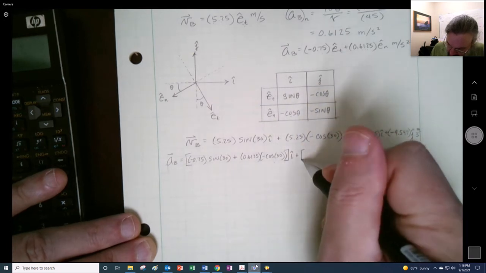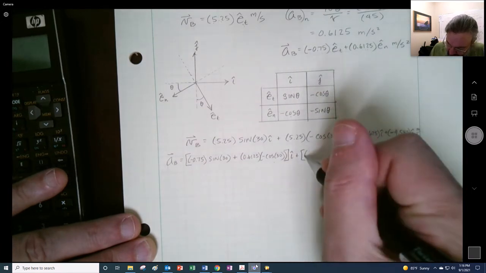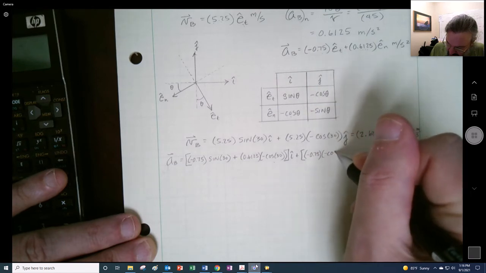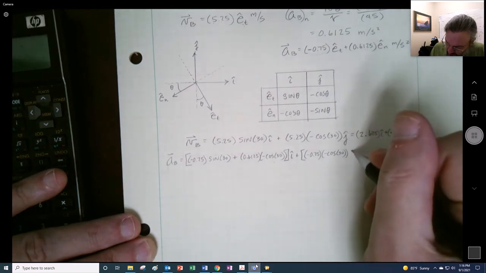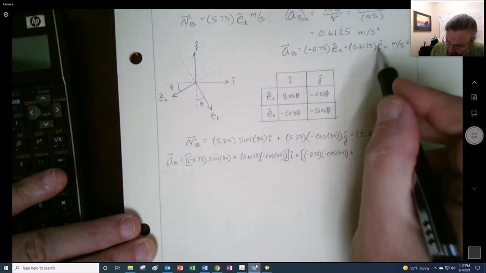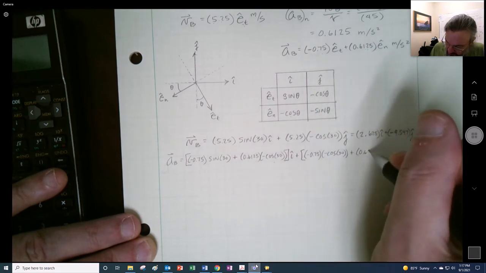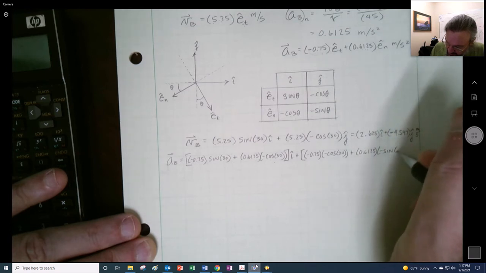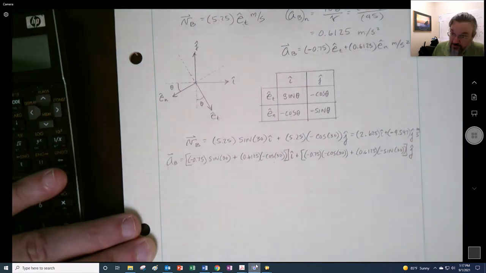Alright, so we do the same thing for J. We'll take this, multiply it by that, negative 0.75 times our negative cosine, so it's a negative times a negative, I'll watch out for that. And then we're going to add in this part times this to get that part of the J. So 0.6125 times the negative sine of 30. Close, close, close. Okay.